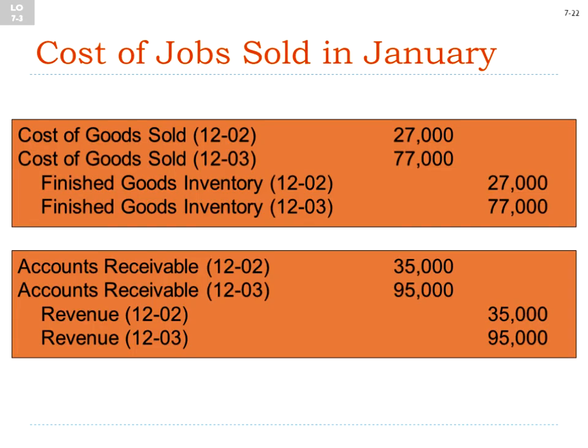All right, and these are the journal entries to show what we did in the prior slide, where in this case jobs 1202 and 1203 are sold on account and shipped. So to record the cost of goods sold, we're going to debit the cost of goods sold for $27,000 for job 1202 and $77,000 for job 1203, and then we credit finished goods inventory for the same amounts.